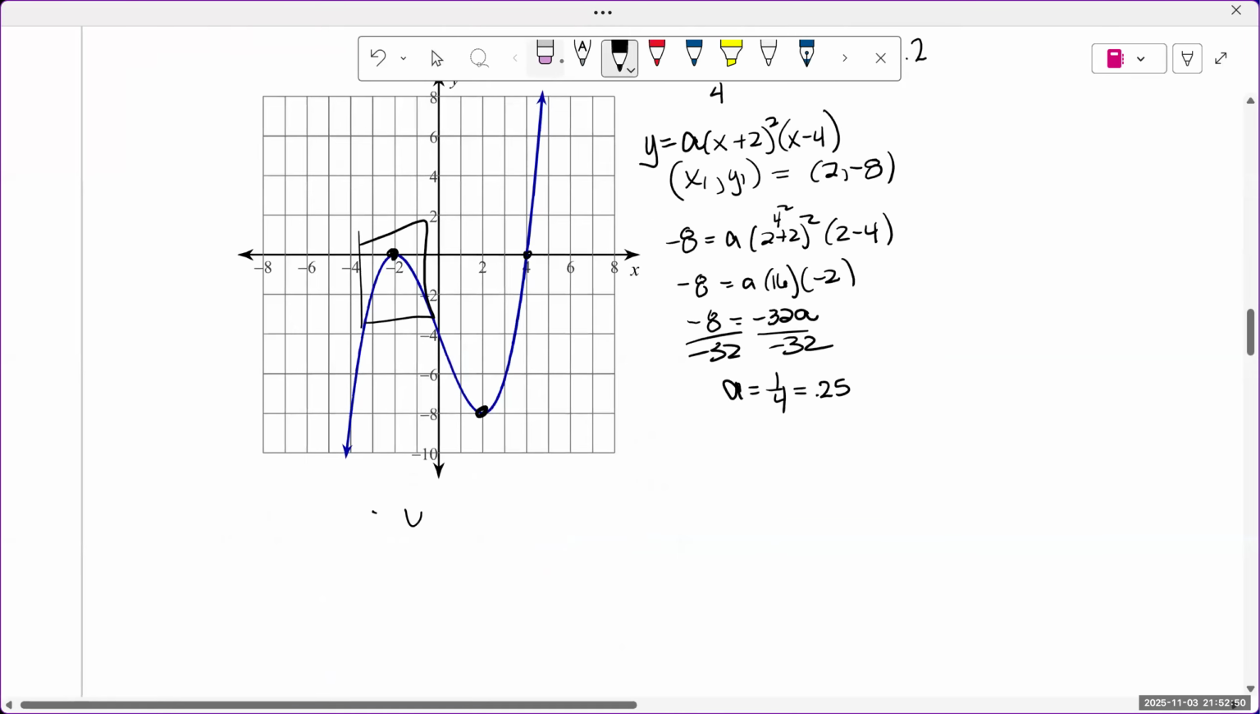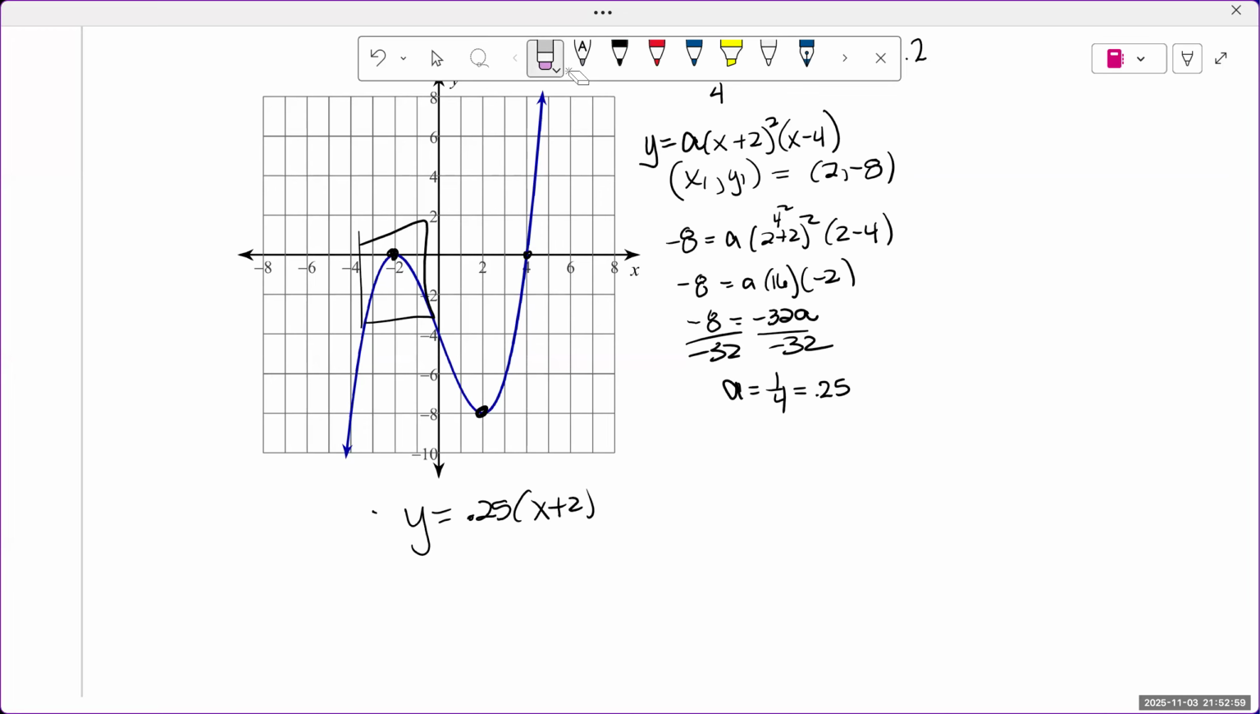So our equation is 0.25 times x plus 2 multiplicity 2 and x minus 4.